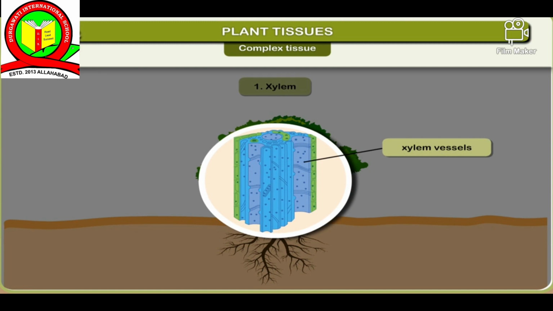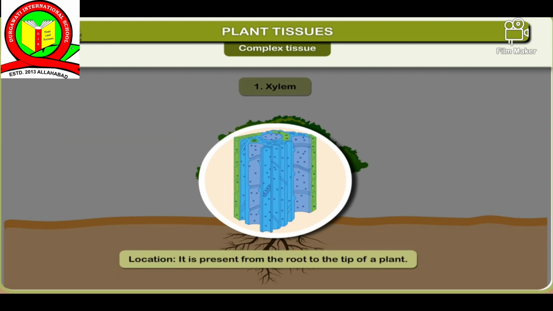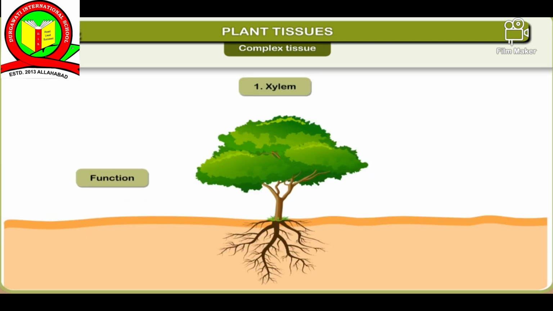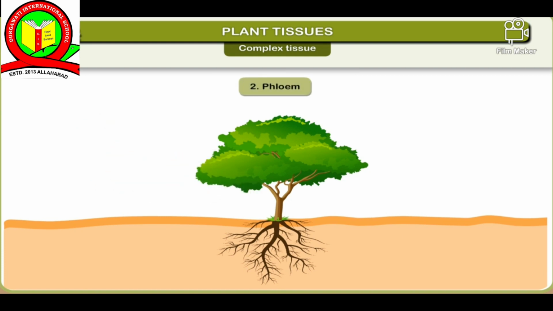Tracheids are elongated, narrow dead cells. Xylem parenchyma are the living cells, and xylem fibers are long cells with thick walls and a narrow cavity. Location: it is present from the root to the tip of a plant. Function of xylem: these tissues transport water and minerals that are absorbed by the roots to the leaves where synthesis takes place. Now second, that is phloem.